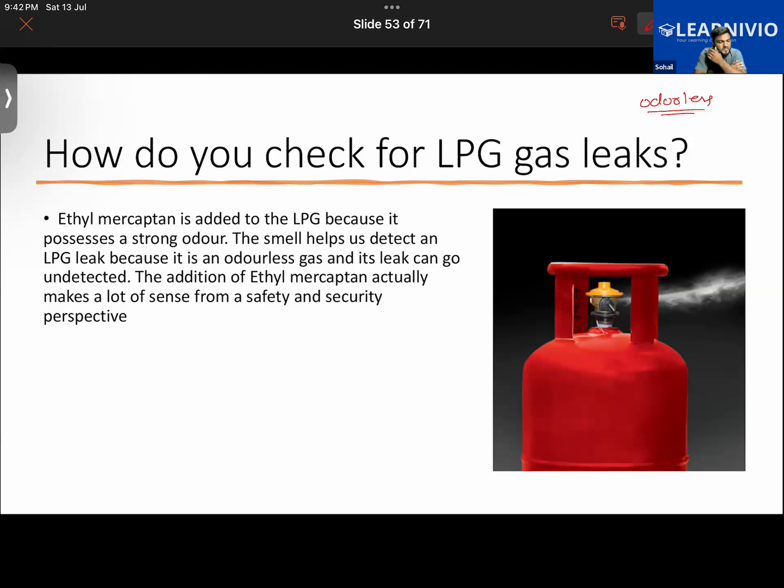So just imagine that if the company that is packaging the liquefied petroleum gas into these cylinders were not to add this ethyl mercaptan, then if there is a gas leakage, it will go unnoticed. We can't detect it. And if someone were to light a matchstick or a lighter, that will be a disaster situation. It will catch fire. Because LPG gas is odorless, it does not have any smell, so to make it detectable, ethyl mercaptan is added into it. Got this, both of you?